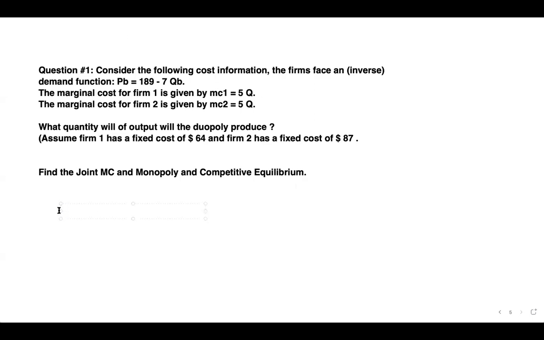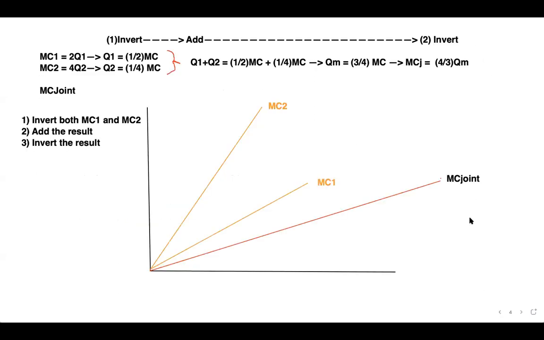Okay. So go ahead. Celine, Andres, and Devara, go ahead and construct the joint marginal cost curve, and I'll come back to you in about 5 minutes. You might want to write it down just so you have the information here. MC1 is 5Q, MC2 is 5Q. It's a pretty simple example. And then this is the methodology that we used.